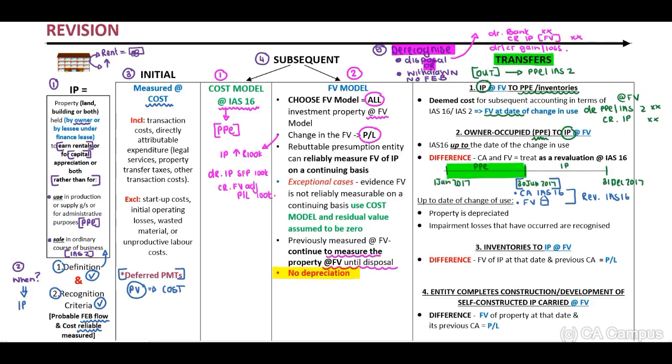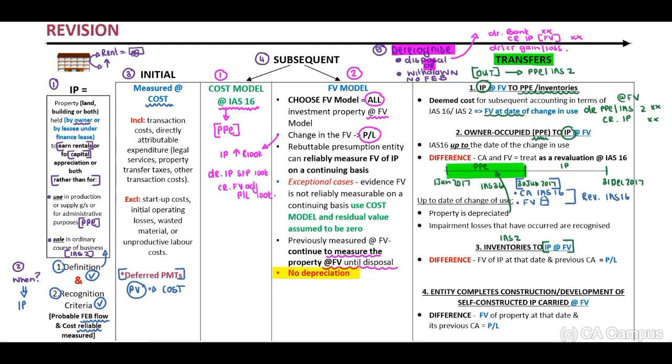of IAS 16 and the fair value of the property shall be recognized as a revaluation surplus in terms of IAS 16. It is important to note up to date of transfer that you will have to depreciate your asset in terms of IAS 16, and impairment losses can be recognized in this period as well in terms of IAS 36. The third type of transfer can be from inventories, IAS 2, to investment property carried at fair value.